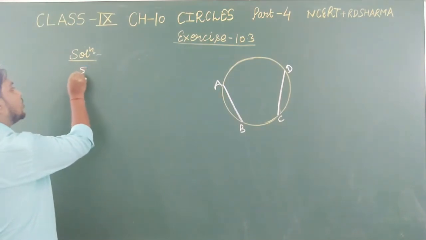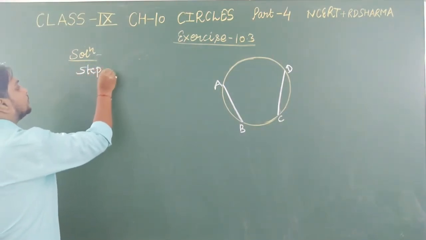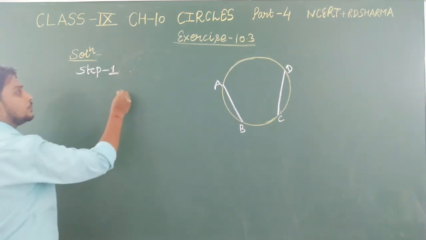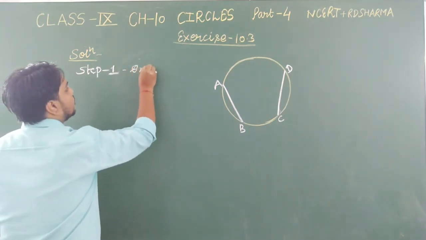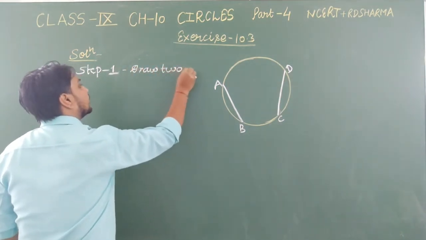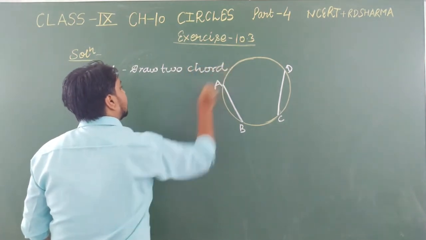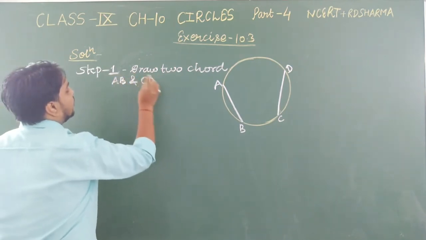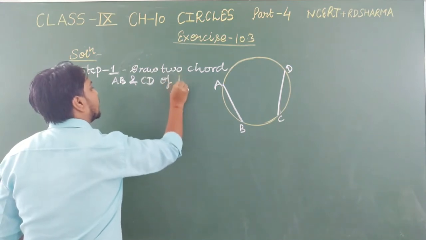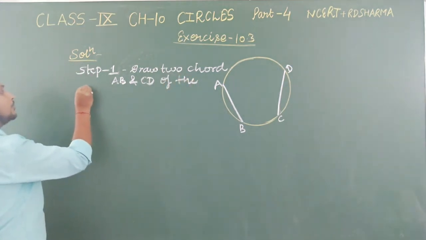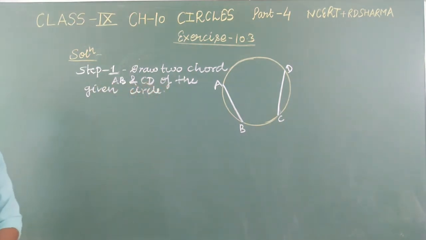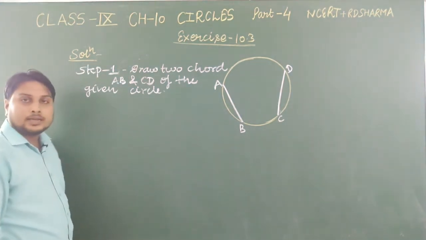So the first step is what? Step 1. Step 1 is draw 2 chords AB and CD of the given circle. Okay, so we have just made 2 chords of the given circle. The one is AB and the second one is CD.